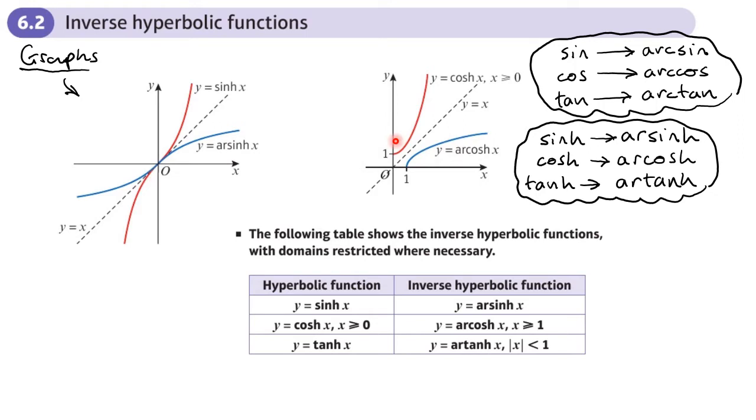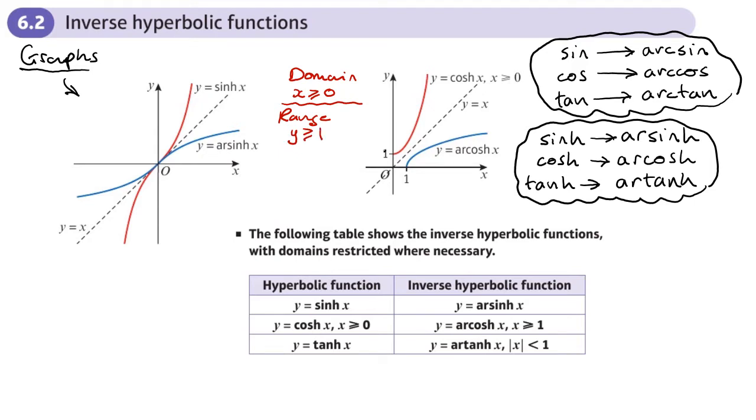That's fine. But for the cosh graph, we need to restrict its domain so that we get an inverse function. Otherwise, if we didn't restrict the domain, so we had something like that, we'd end up with this. Okay, and that's not a function. So if we look at the original graph in red, what we have is a domain where x is greater than or equal to 0, and we have a range, you can see it, where y is greater than or equal to 1.